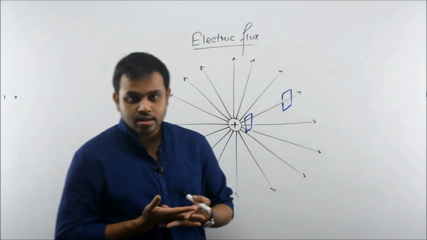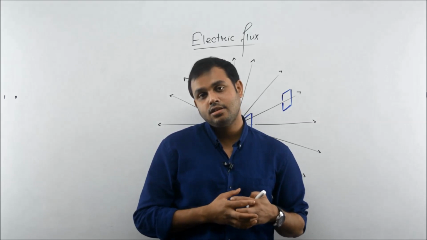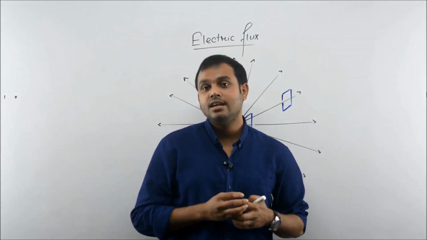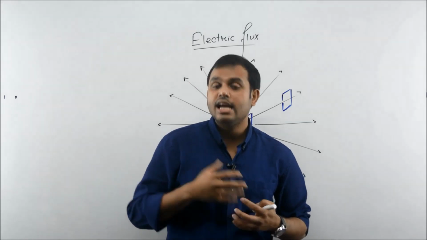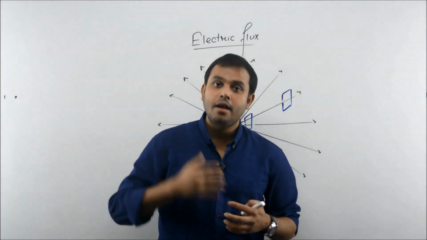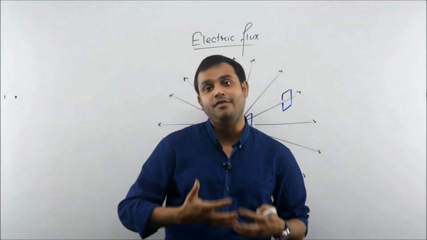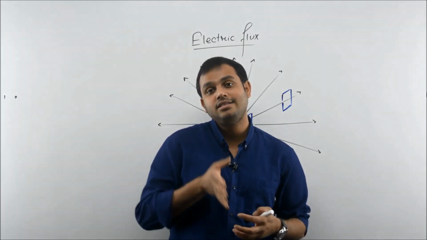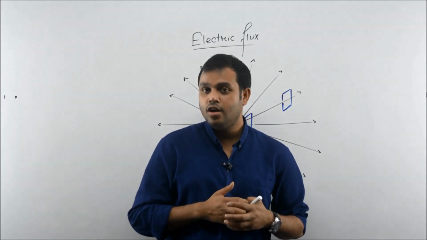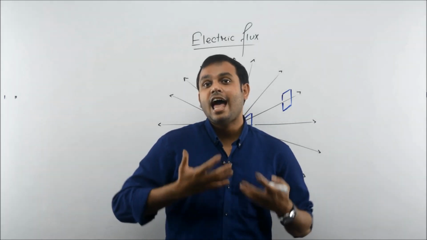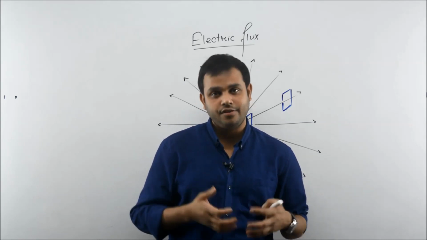So students, what is the electric flux through a surface? It is basically the amount of electric field lines piercing that surface, or you can say it is the amount of electric field lines passing through that surface. Clear, students? Or you can say it is the amount of electric field lines flowing through that surface.